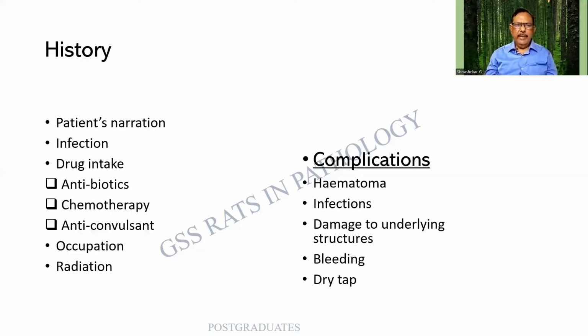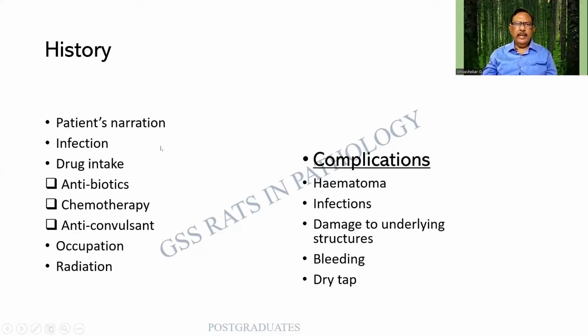Always, a history will be essential: the patient's or the relative's narration. Infection is not uncommon for us. We have had the COVID wave and all, and almost every other case was a case of leukopenia and thrombocytopenia. Pathology became very important in those days.